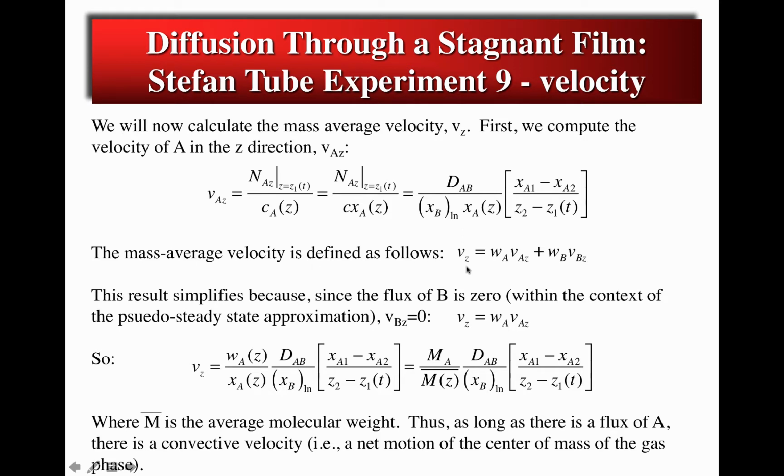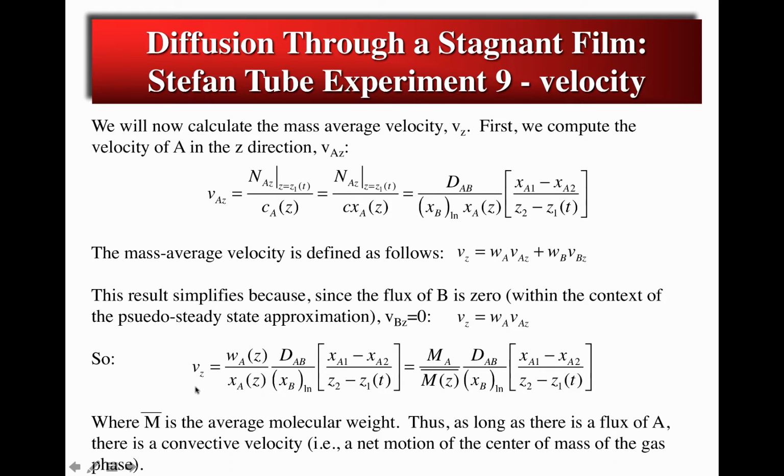The mass average velocity for the entire system is defined as follows. This is a textbook definition of mass average velocity. It's the velocity of each component weighted by their mass fractions. We have assumed that the flux of B, that is the inert gas, is 0, so that term goes away, and we can write an expression for the mass average velocity that's shown here. It depends on the average molecular weight in the system and on the concentration difference as well as the height difference.